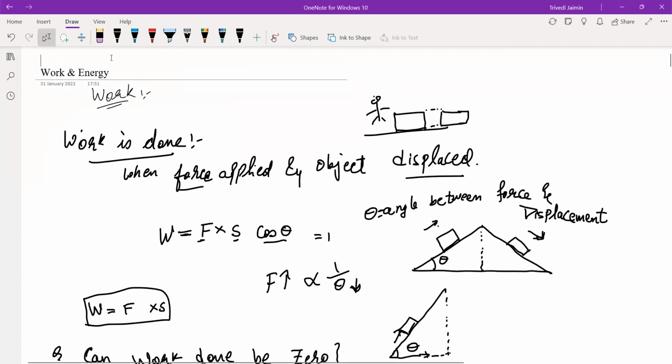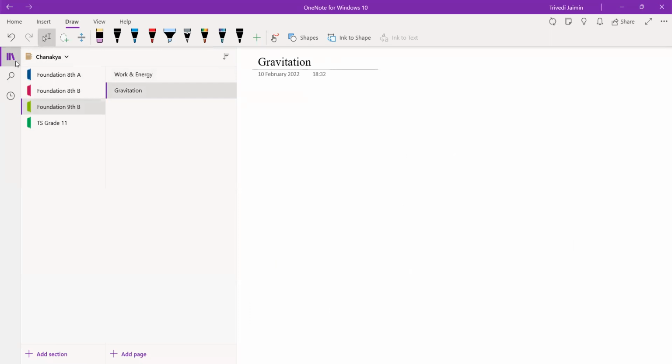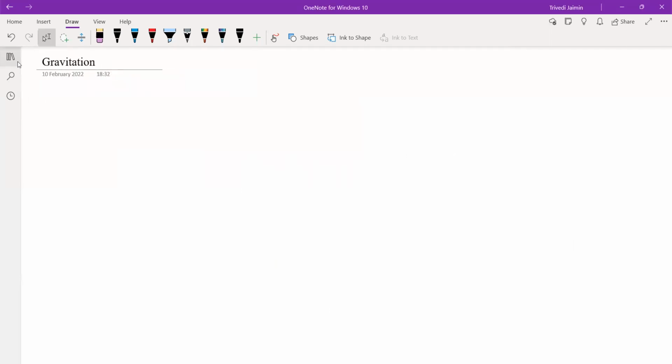What do you mean by gravitation? What is gravity, by the way? When two bodies are attracted to each other. Yeah, that's gravity. Okay, gravitational force. Attraction. Gravitation, in other words, we can say attraction. Okay.